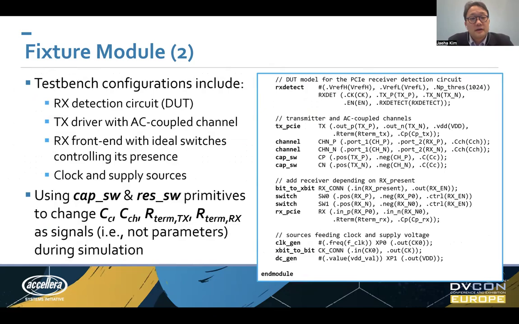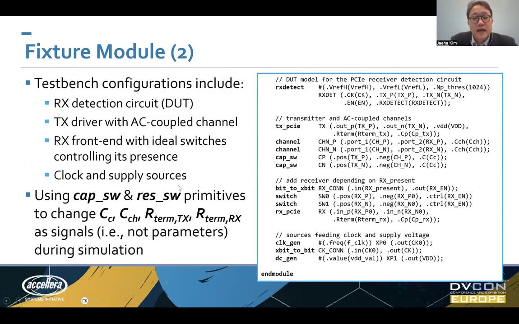The other part of the fixture module includes the test bench configuration. This is the part that will contain the RX detection circuit itself, our device under test, and we will need a transmitter with the AC coupled channel, and we will need to connect or disconnect the receiver depending on the condition we'd like to apply. And some of these circuits require a clock input as well as a supply voltage input. So we have primitives that can feed those signals in.